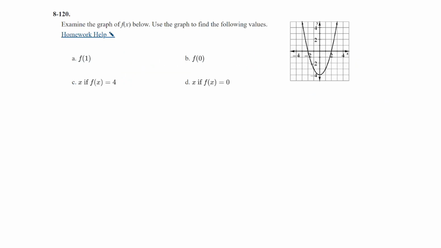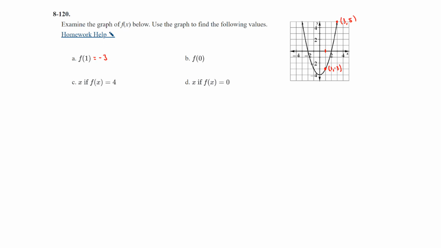Question 120, examine the graph of f of x below. Use the graph to find the following values. Given the graph, remember when you have a point on the graph, for example, this point is 3, 5, the input value is 3 and the output is 5. So to answer part A, f of 1, the question is when x is 1, what is the output? So we go down to the graph. When x is 1, y is negative 3, so f of 1 is equal to negative 3.